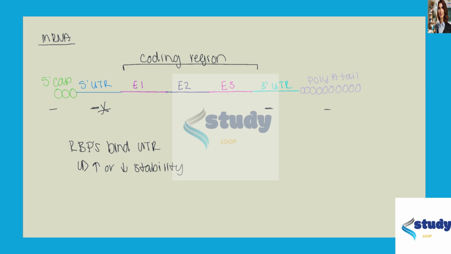So if you had a mutation in this area, we'll write an M for mutation, and the 5' UTR was no longer able to bind any protein, then you would see that the RBPs would not be able to bind. So if you had an RBP that increased stability and it was no longer able to bind, then the stability would then decrease, and vice versa for an RBP that would decrease stability. So a mutation here would change the stability of the mRNA.